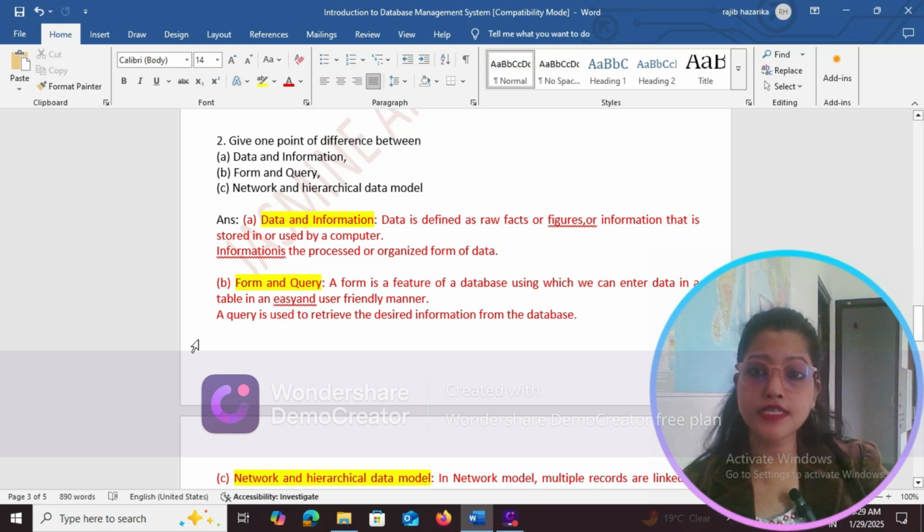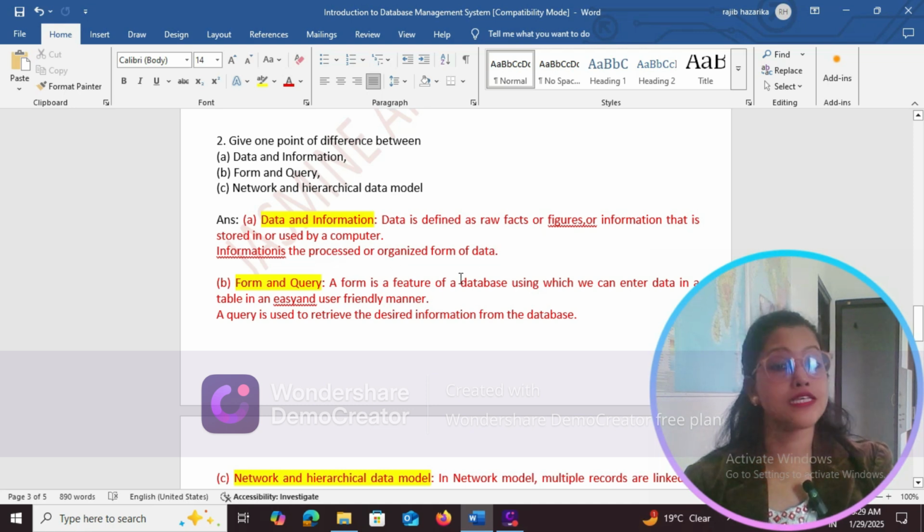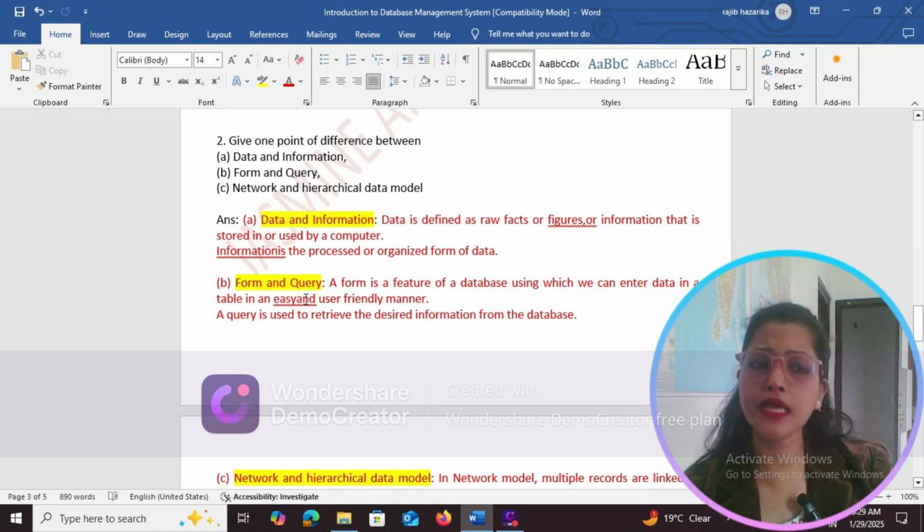So information means it is stored in or used by a computer. Information means what? It is the processed or organized form of data. Okay, it is the processed data. Only my name will not give a meaning. So a meaningful data is known as information.